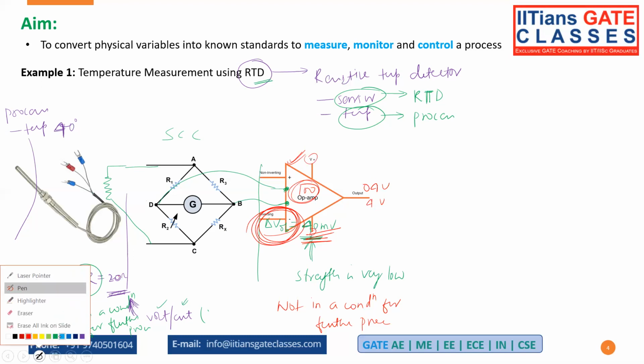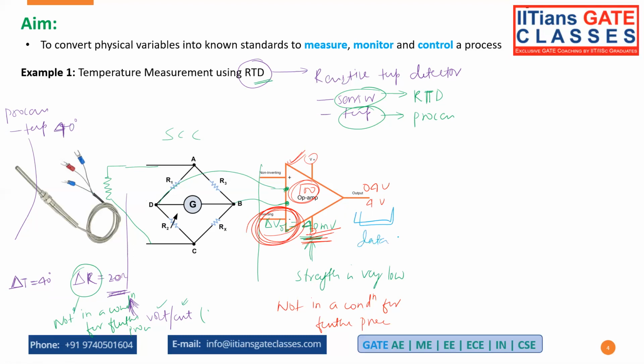Now you tell, is this feasible? Yes, so here this data is in a condition for processing. We got a voltage quantity, correct? Strength is good, yes. So no further conditioning is needed. Directly we can go for processing.